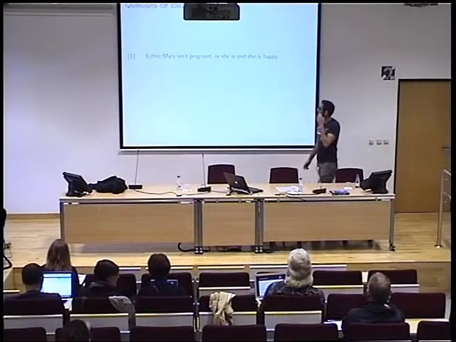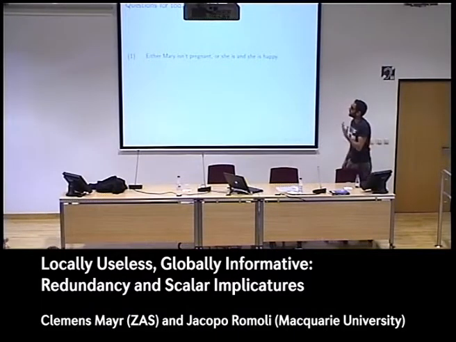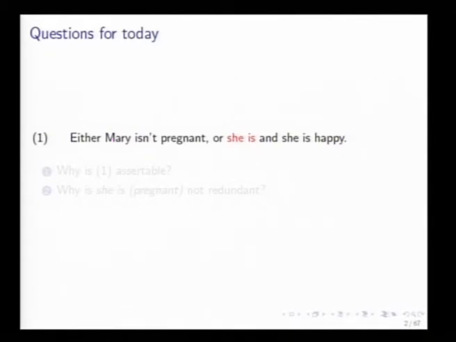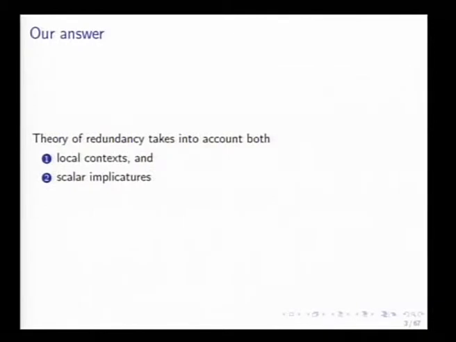Okay, so the focus of today is going to be sentences like one, either Mary isn't pregnant or she is and she's happy. And the questions that this sentence raises are, well, a general question, why is one assertable in the first place? And a more specific question, which is, why is "she is" not redundant in one?